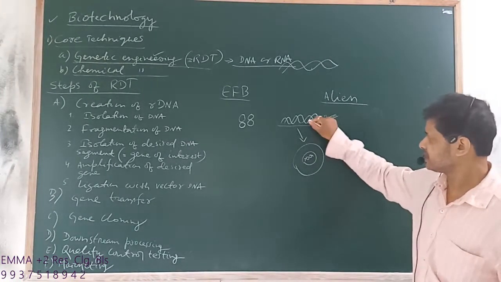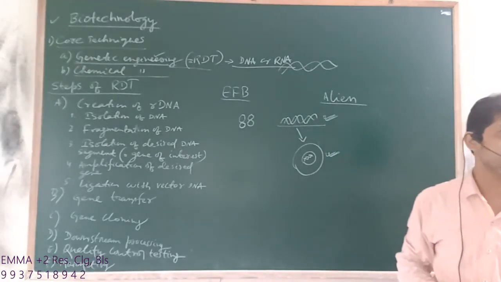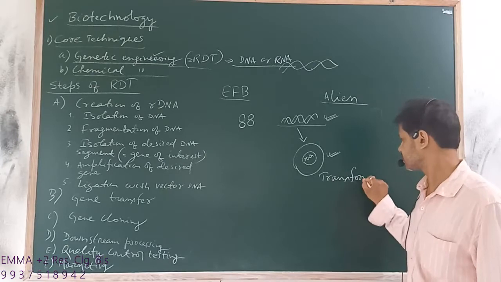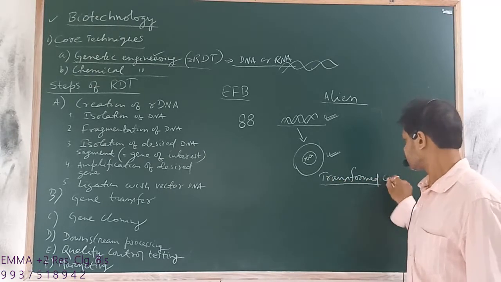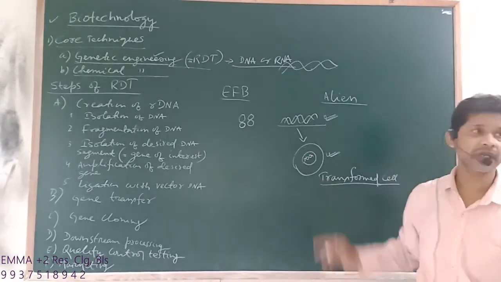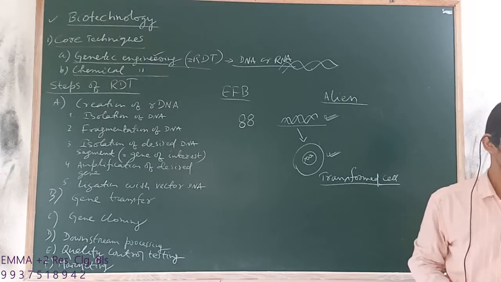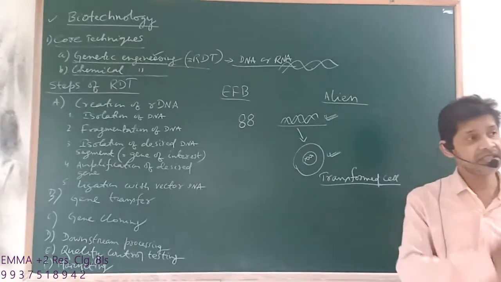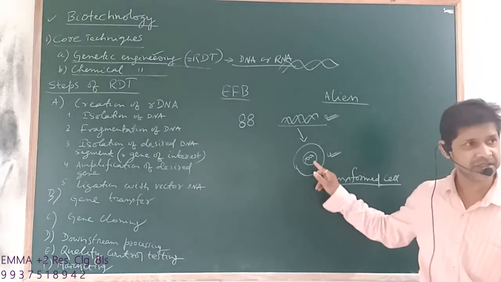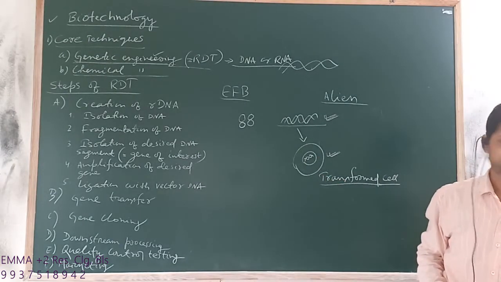So when the foreign gene is introduced into a cell, this cell is now called a transformed cell. Transformed cell means the cell has a foreign DNA, or I can say it is a genetically engineered cell, or a genetically modified cell. I have modified its genetic material by just introducing a foreign DNA into it.